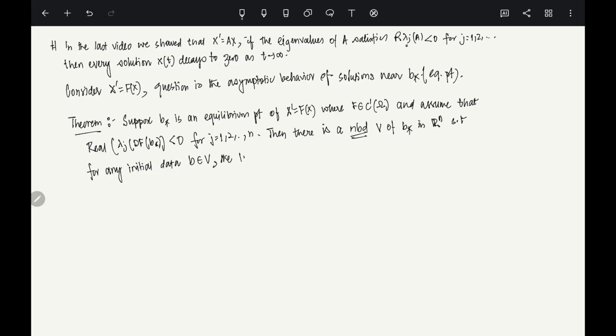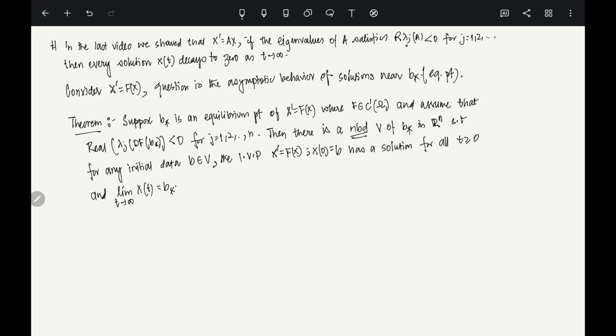The initial value problem, what is the initial value problem? x prime equals f of x and x0 equals b, has a solution for all t greater than or equal to 0, and moreover the limit as t tends to infinity of x of t is b star. Is it okay?